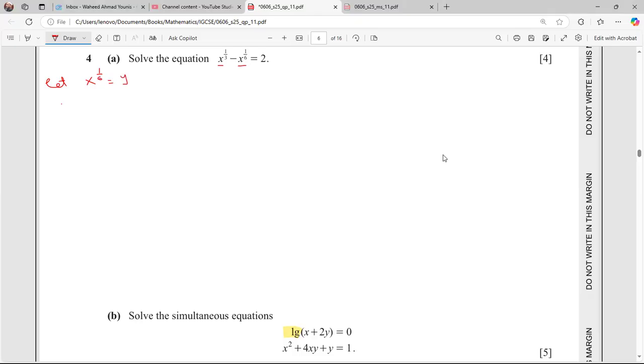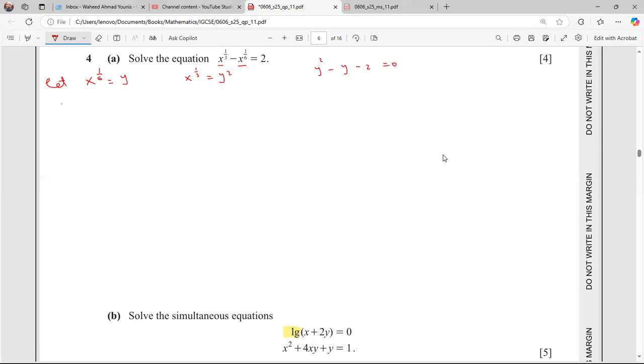So if I square both sides, x power 1 by 6 squared will be x power 1 by 3, and that would be y squared. So now substitute these values in this equation. So it will become y squared minus y minus 2 equals 0.